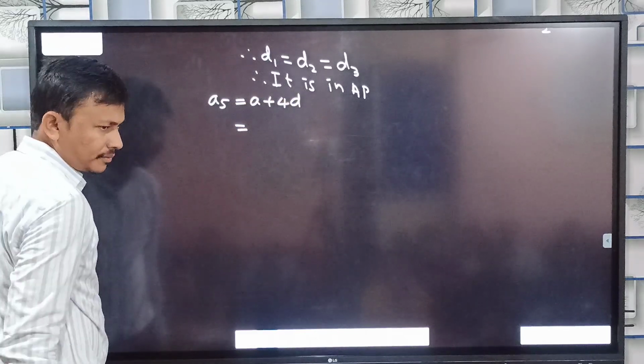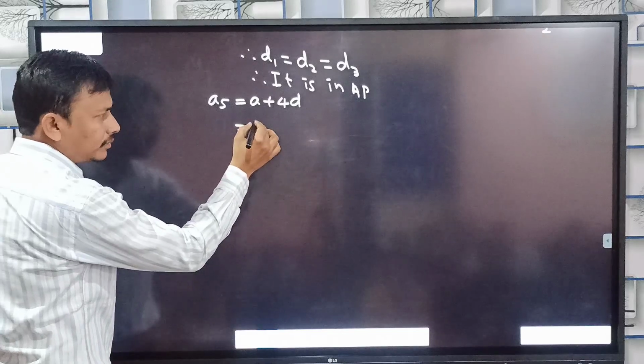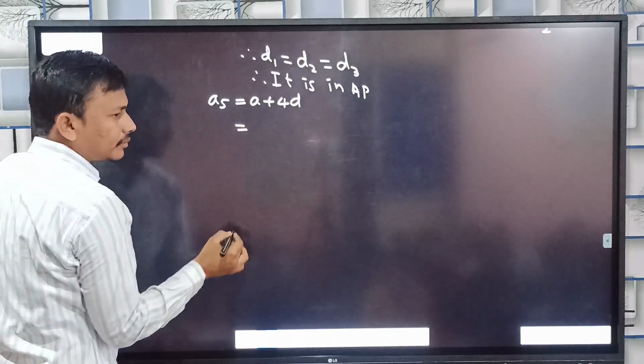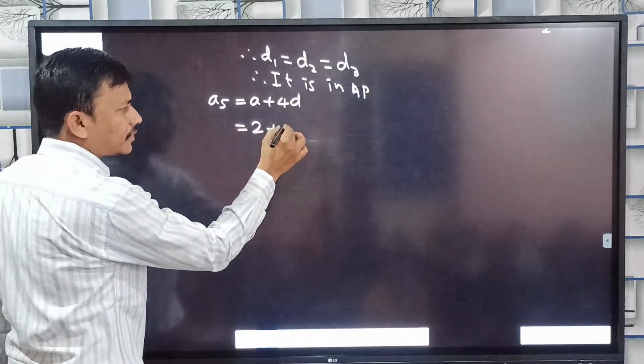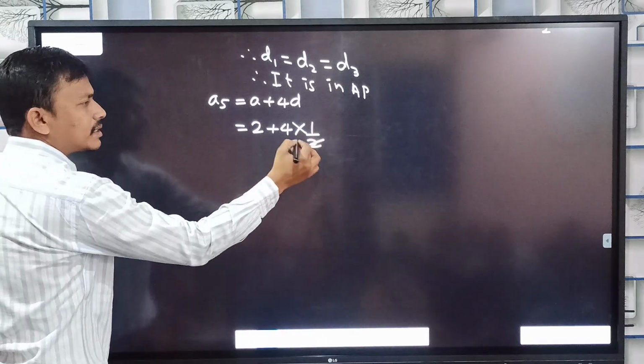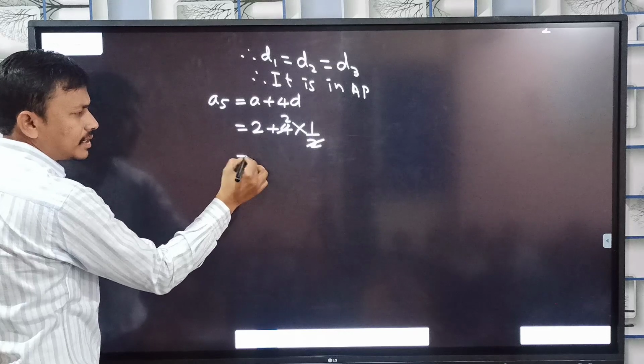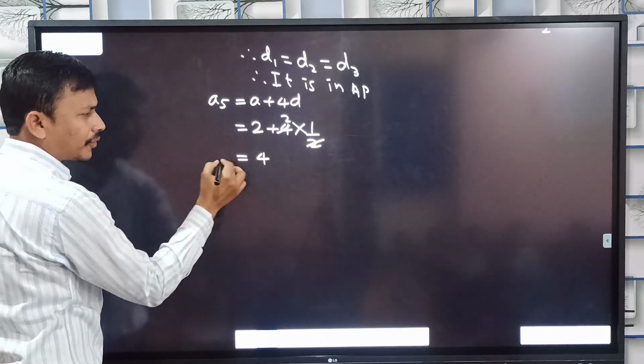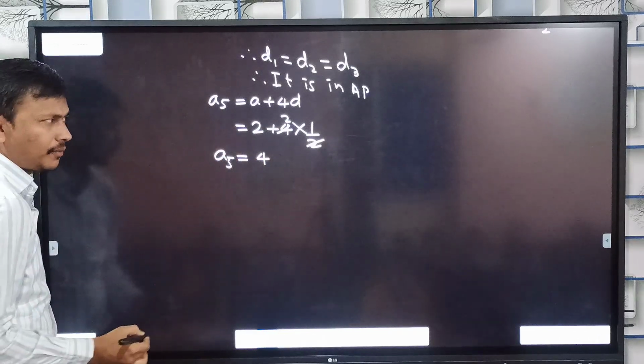What is A? First term, 2, plus 4. What is D value? 1 by 2. 2 1s are 2, 2 2s are 4. This is equal to 2 plus 2, 4. A5 is equal to 4.